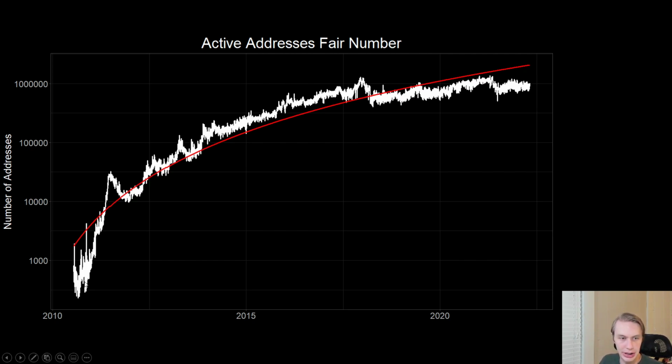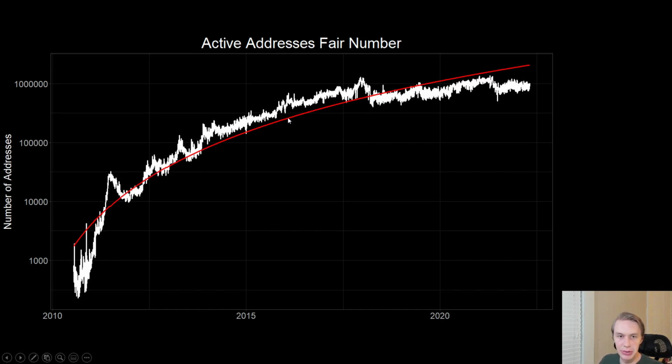And so the white line here is just the number of active addresses over time. As you can see, it's very volatile, there's a lot of fluctuation, but it also kind of fits a logarithmic trend, right? And so when you fit a logarithmic curve to this data, you get a logarithmic fit, basically. So that's what you're getting here.